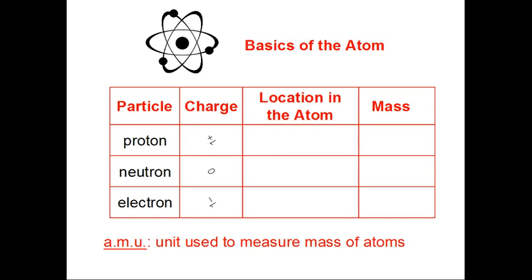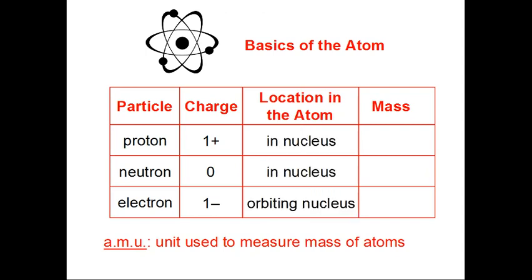Protons are positive. They have a positive 1 charge. Neutrons are neutral. They have a 0 charge. And electrons are negative. They have a negative 1 charge. So protons positive, neutrons neutral, and then the only one that's kind of hard to remember, electrons, the only one left, negative. Proton positive, neutron neutral, electron negative.